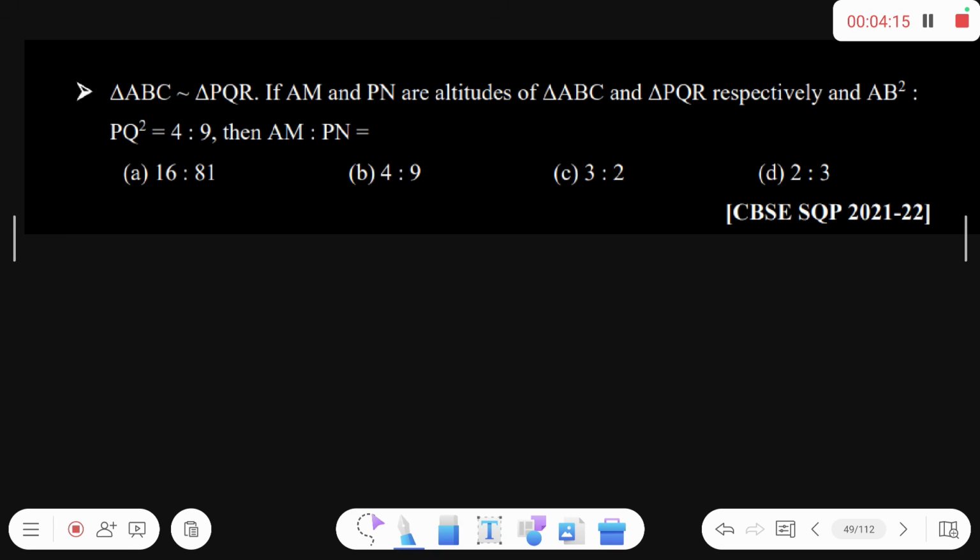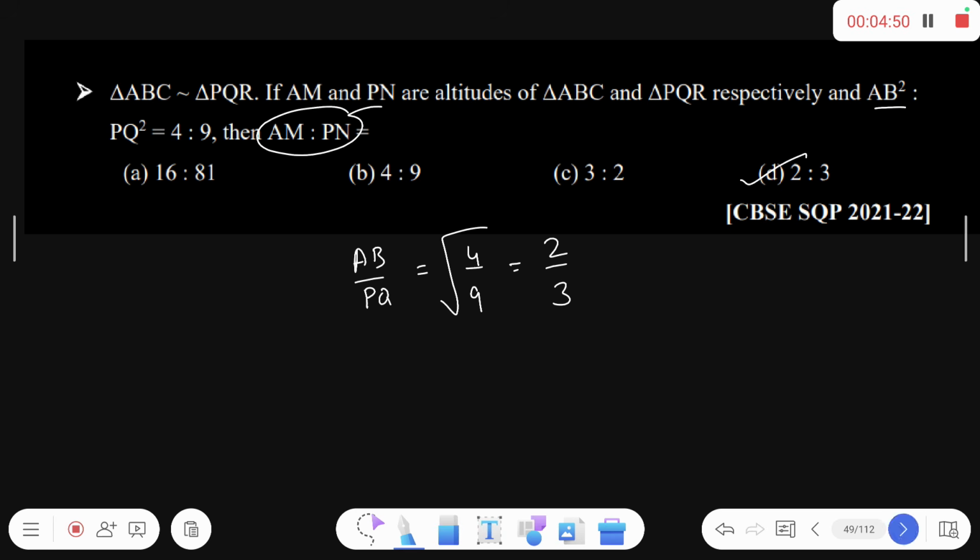Next is, two triangles are similar. If AM and PN are the altitudes of these triangles respectively, and AB square upon PQ square is equal to 4 by 9, then find AM ratio PN. Now it is given squares ratio, or I can say AB upon PQ is equal to 4 by 9 under the root, which is 2 by 3, and the remaining triangle sides are also in same ratio. AM by PN is also 2:3.